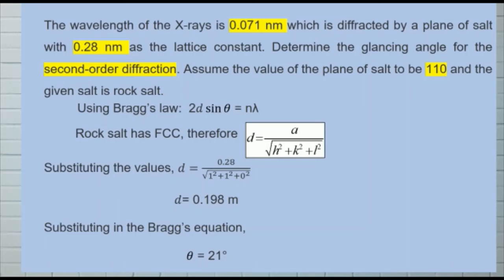Again, we use Bragg's law equation: 2d sin theta equals n lambda. We know that BCC has the face-centered cubic. Therefore, d equals a over the square root of h squared plus k squared plus l squared. Substitute all the values given, and then we get the value of d equal to 0.198 meter. The last step is to substitute the value of d in Bragg's law equation. Then we get the answer of the glancing angle is 21 degrees.